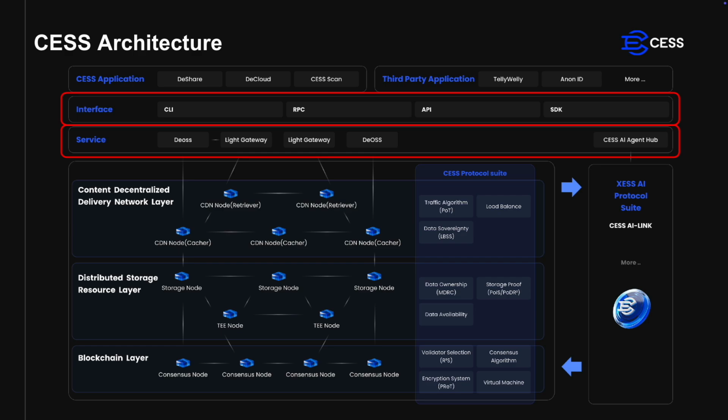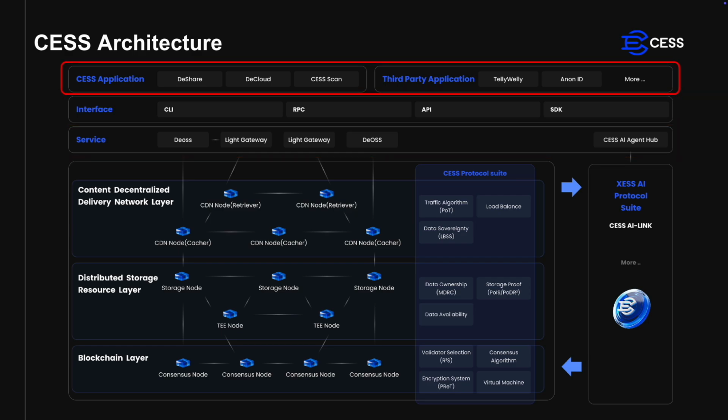At the top of the architecture, we have the application layer, where the application interacts with the CESS network via the services. Some key applications include dshare, which is a decentralized data sharing solution, dcloud, which is a decentralized cloud storage service, CESScan, which is a blockchain explorer for monitoring network activity, and third-party applications, such as Telewelly, a decentralized TikTok, AnonID, a decentralized biometric authentication application, and many more that leverage CESS for secure, decentralized data infrastructure.